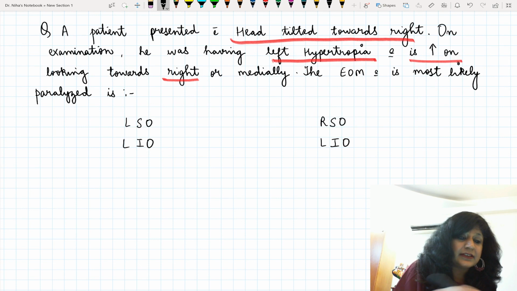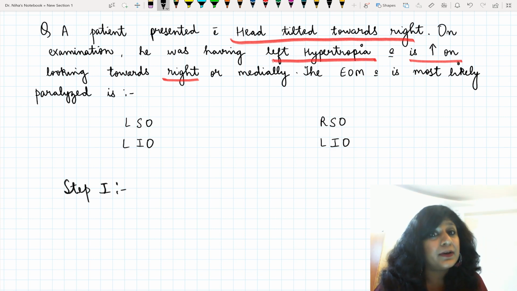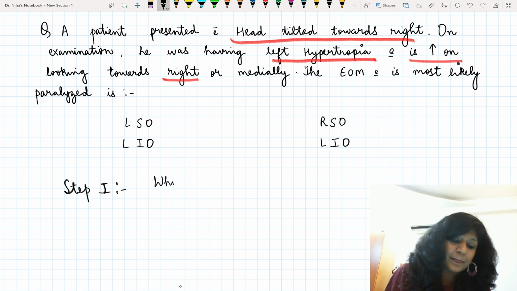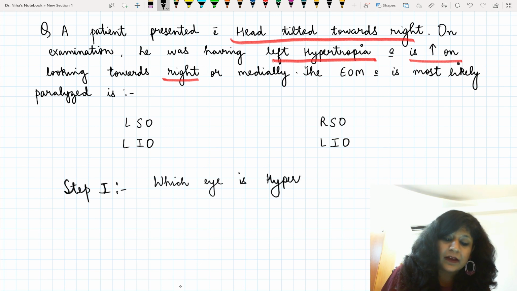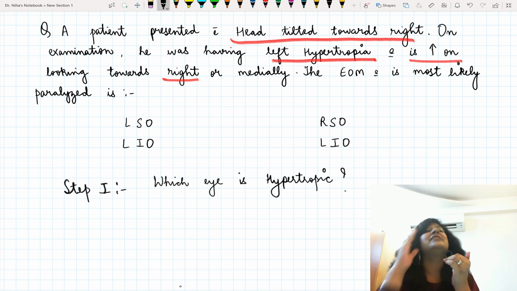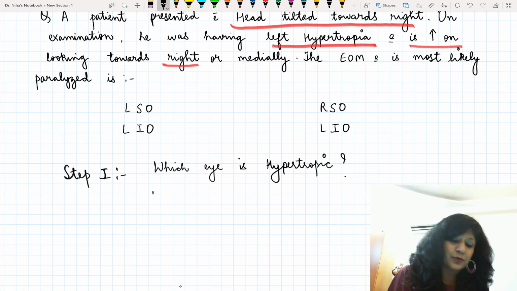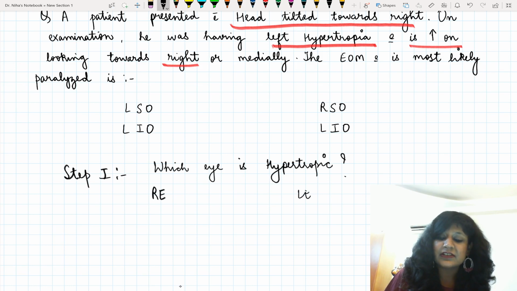So the first step is, always see which eye is having hypertropia, which eye is hypertropic, right? We always take with respect to the hypertropia, like maybe one eye is having hypotropia, then what we say, the other eye is having hypertropia. So by convention we always analyze as per the hypertropia. Okay, so now they are saying, suppose this is the right eye and this is the left eye.